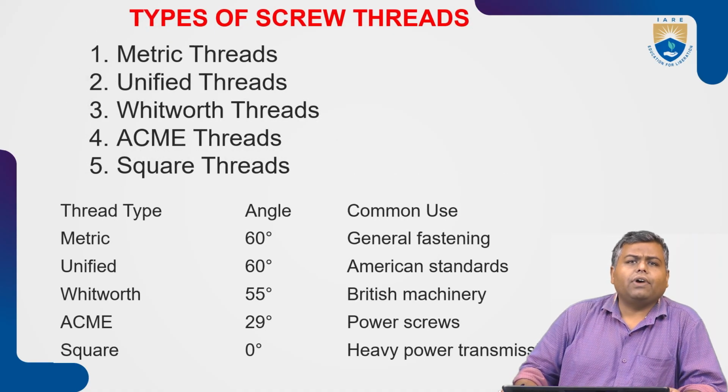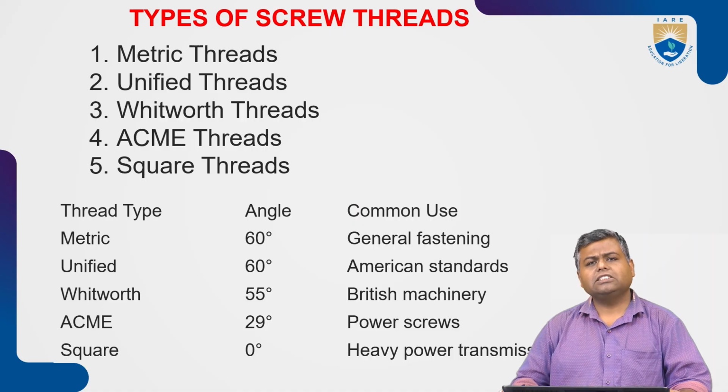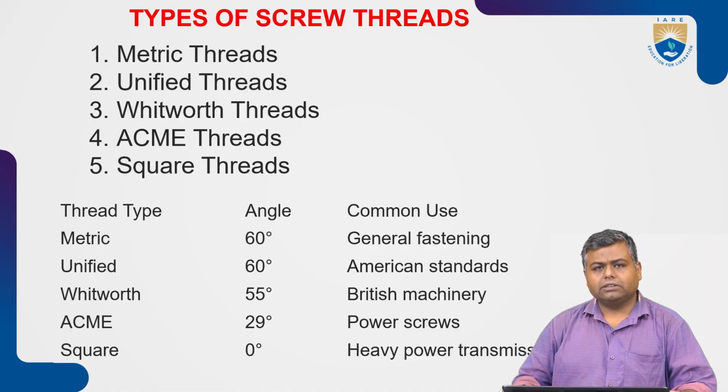There are 5 different types of screw threads available in the market. The first one is metric threads. The second one is unified threads. The third one is Whitworth threads. The fourth one is ACME threads. And the fifth one is square threads.